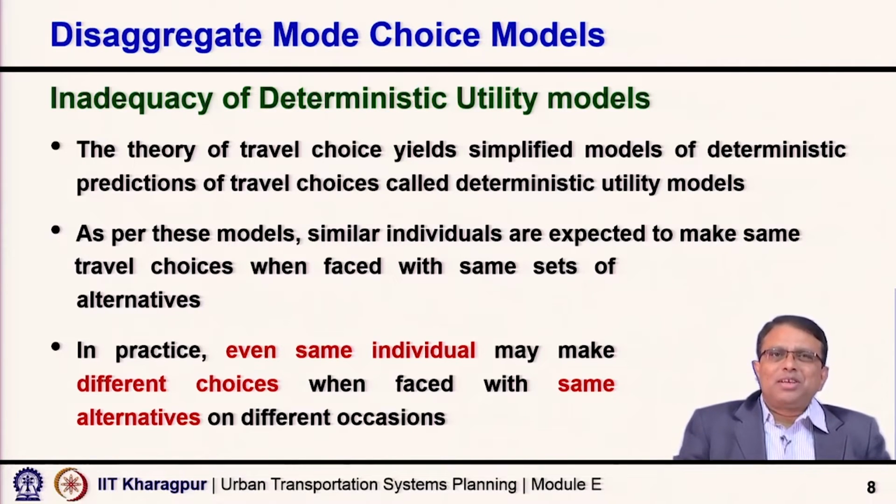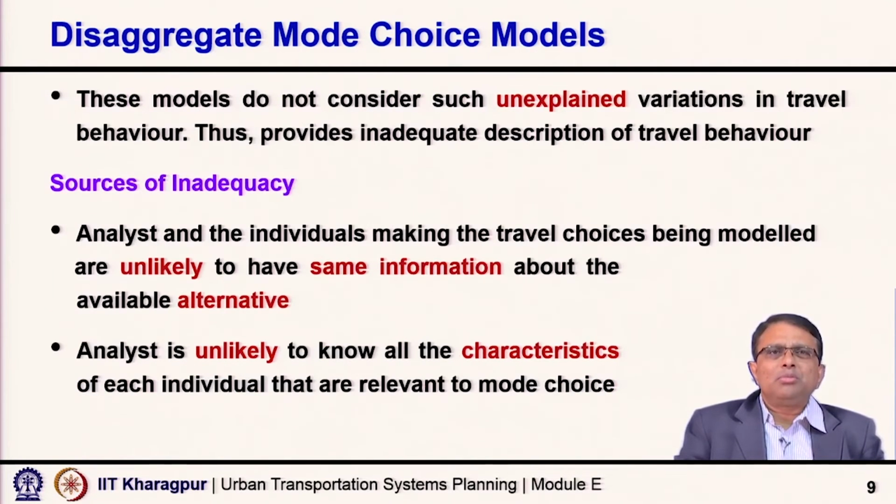But in practice, even same individuals may take different choices when faced with same alternatives on different occasions. On different occasions they may say different things, and even on the same occasion, different individuals with the same income level may also choose different modes or make different choices. Now, that is what is found, and that is called the inadequacy of the deterministic utility model.